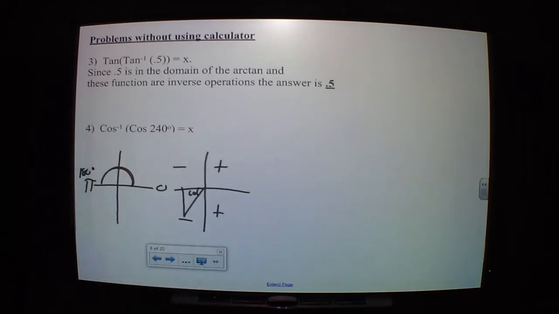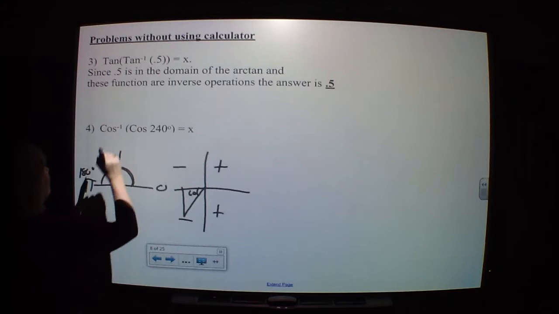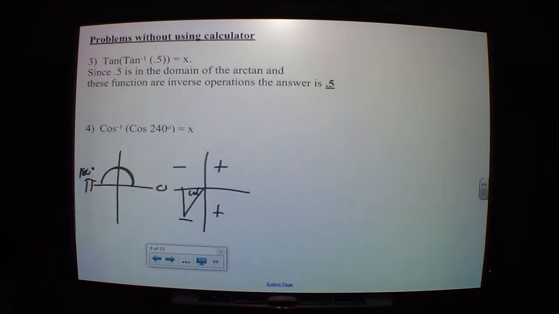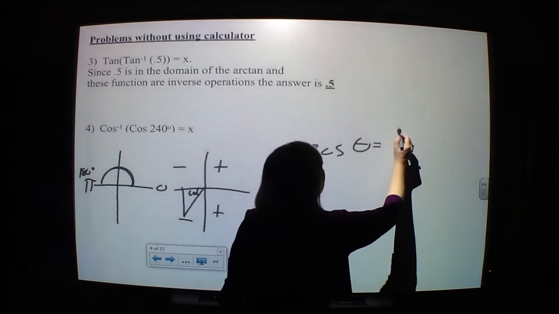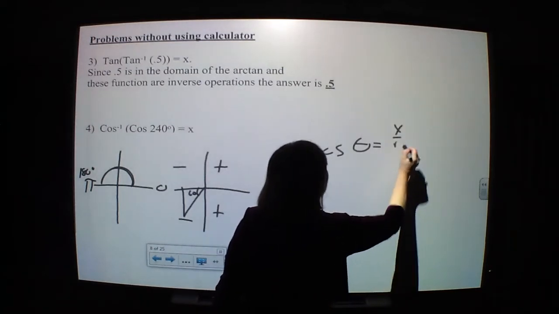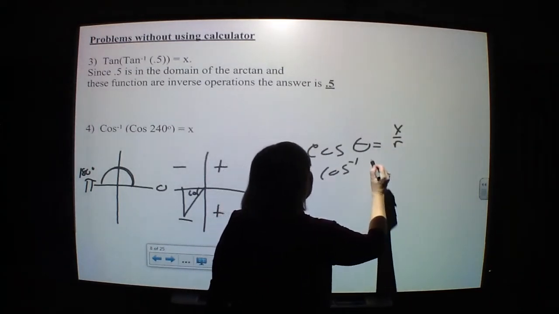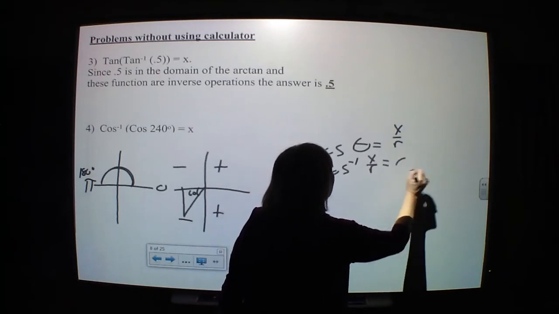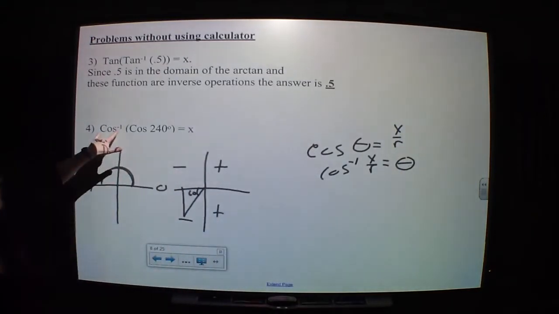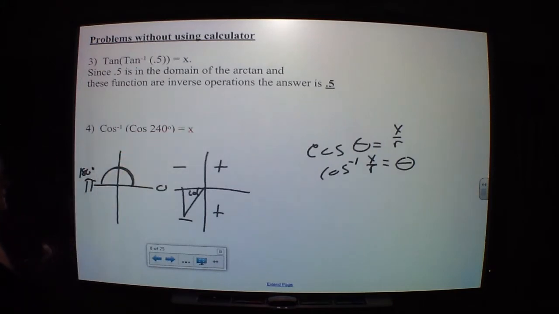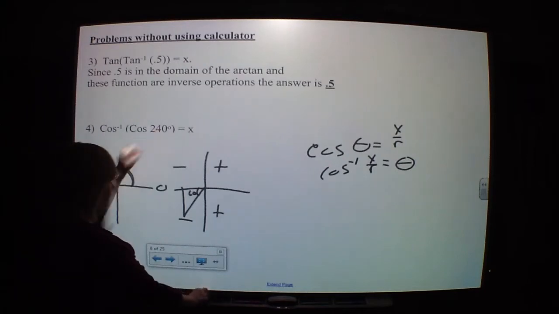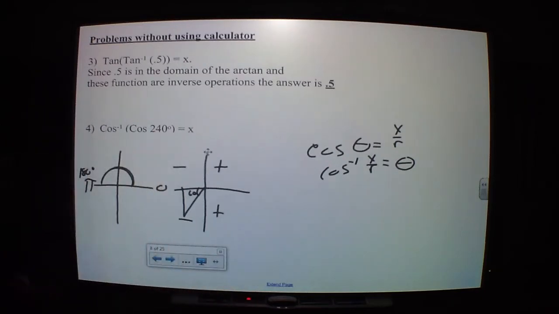So what you really want to do is, remember, you'll get an angle out of this, because the cosine of an angle gives me a ratio, and the inverse cosine of my ratio will give me my angle. So I have an inverse cosine of a ratio that will give me an angle. So I want an angle out of this. And 240 is not the right angle because it has to be between 0 and 180.